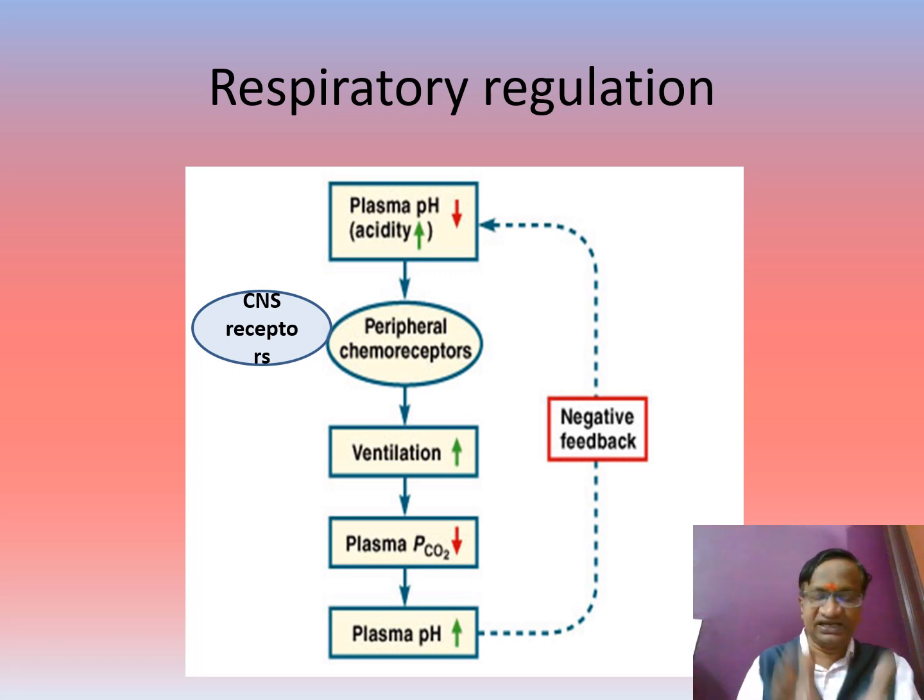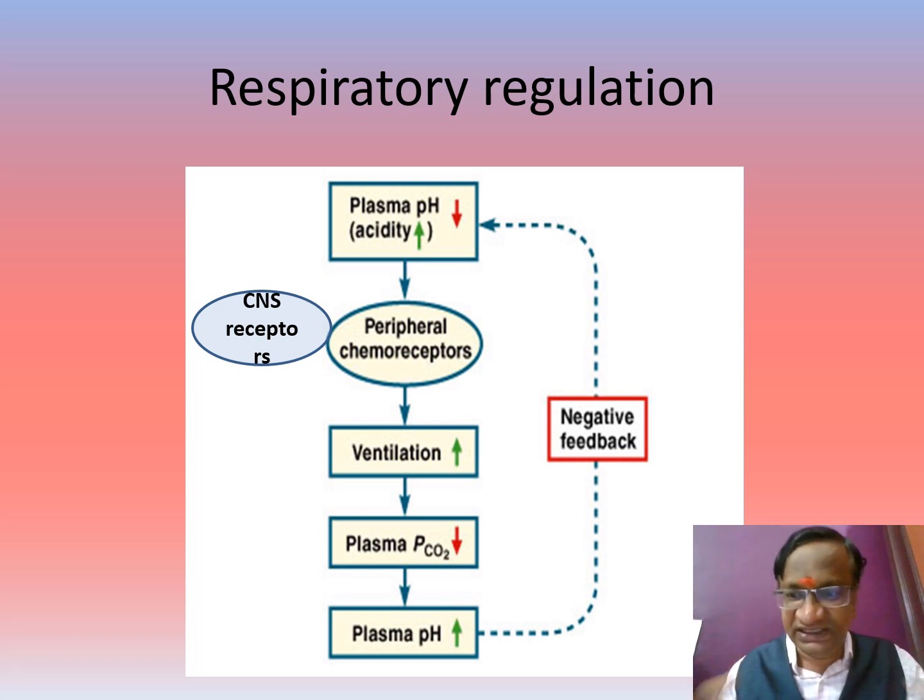So chemoreceptors sense the pH, sense the hydrogen ion concentration, because sometimes the peripheral chemoreceptors may be more sensitive to hypoxia, while central chemoreceptors may be more sensitive to carbon dioxide concentration. This is a relative thing, but whatever it is, ventilation is increased, carbon dioxide is thrown out, and then your pH comes back to normal.